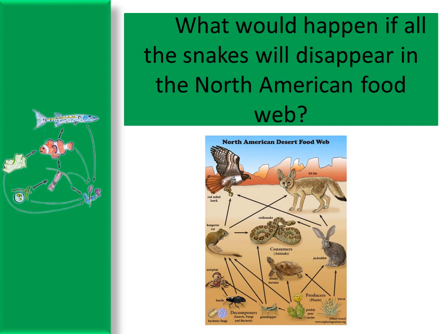What happens if the rattlesnake died? The populations in the ecosystem will not be balanced. Some populations will increase and some populations will decrease. What if the kangaroo rat disappeared?